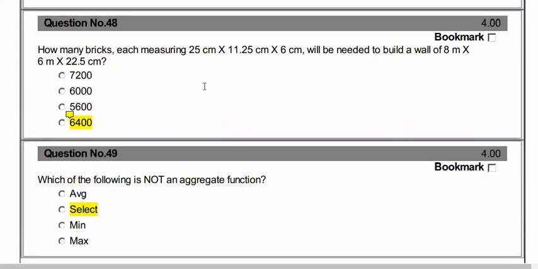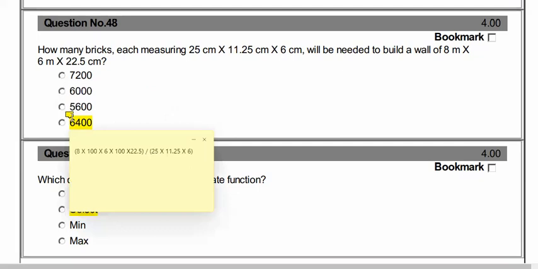How many bricks, each measuring 25 centimeter, 11.25 centimeter, and 6 centimeter, will be needed to build a wall of 8 meter, 6 meter, and 22.5 centimeter? Option D is right, 6,400.